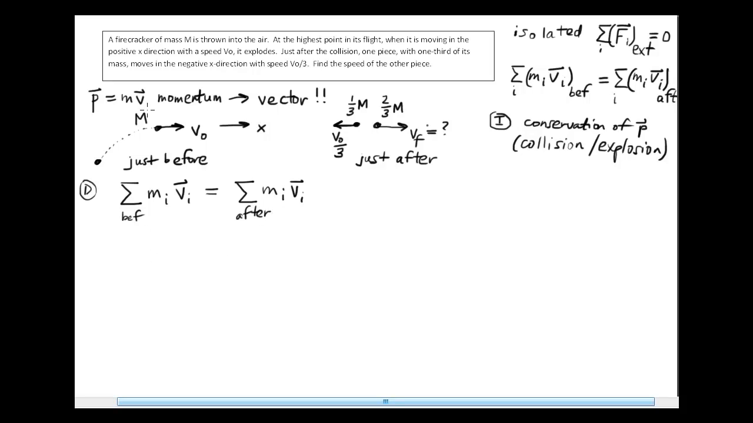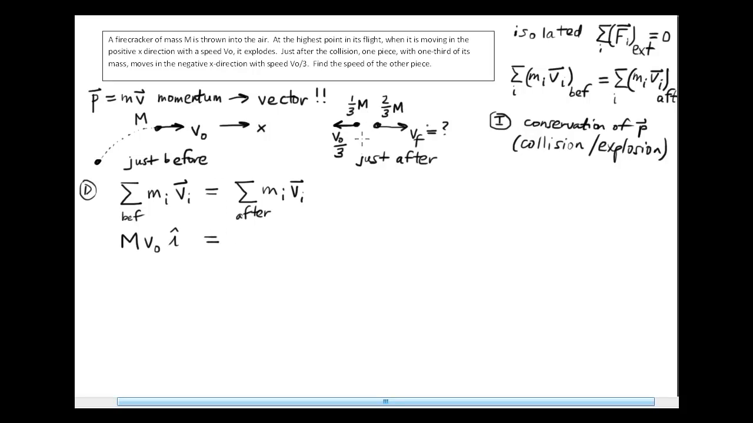On the left-hand side, the before, it's easy. There's only one piece, so we don't even really have a sum. It's just m times v0. And since velocity is a vector and this is in the i hat direction, I will just put that in. m v0 in the i hat direction is the total momentum of the system before the explosion happens.